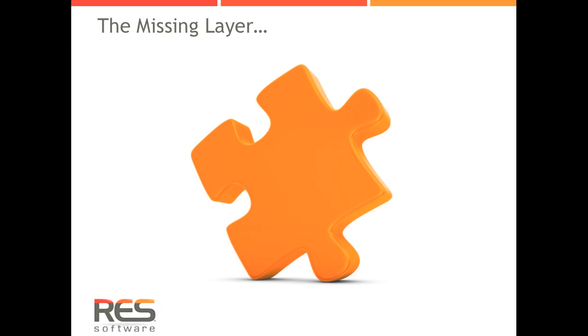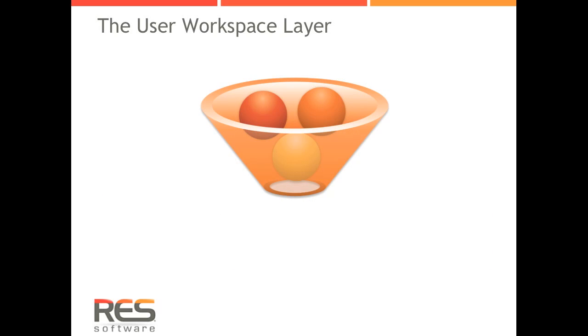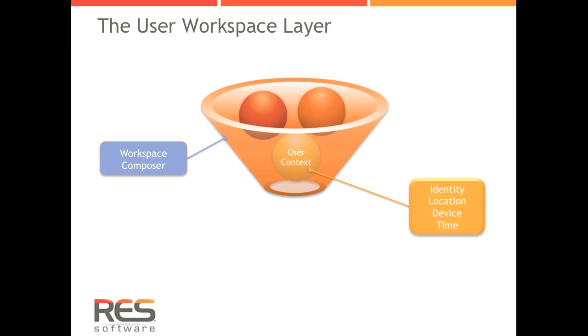So let's take a look at what's missing here and our solution to the issue. It's the user workspace layer, which we offer to you through RES Workspace Manager. The user workspace layer consists of a workspace composer which is running on every desktop. Every time the user starts a desktop, the composer is running and takes a look at the user's context. The user's identity, stored in Active Directory, taking into account group membership and OU membership.